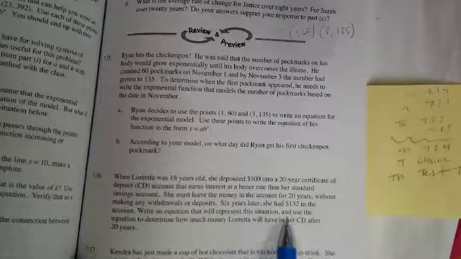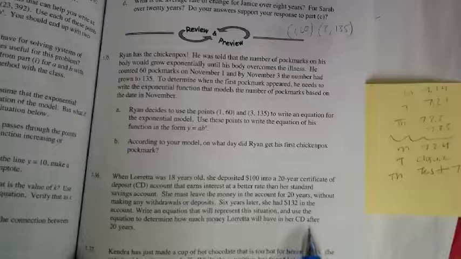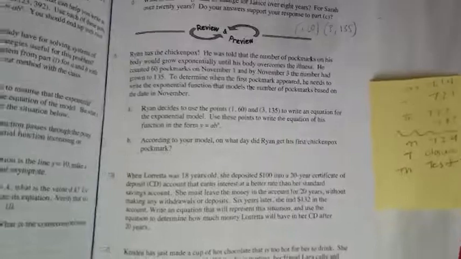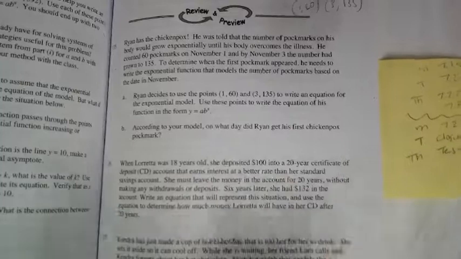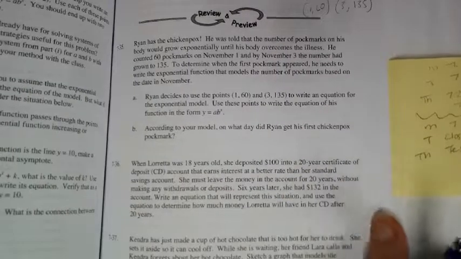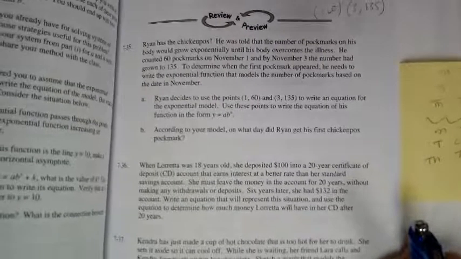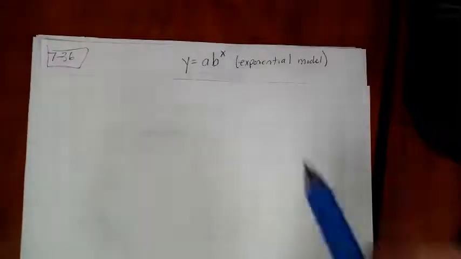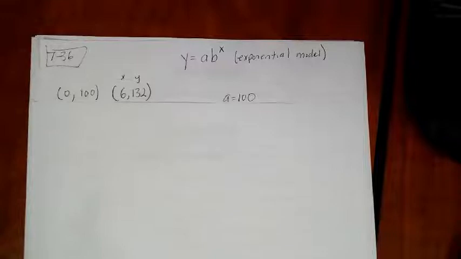Write an equation that will represent this situation and use the equation to determine how much money Loretta will have in her CD after 20 years. So this one, we need to set up an equation, and hopefully it would make sense to you that we're going to use an exponential equation. We've been doing this in class. So I'm going to just get out my exponential equation model, y equals a times b to the x, and then I'm going to write down the information I know.